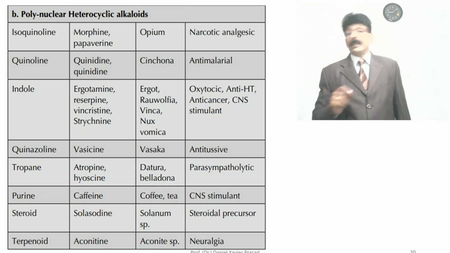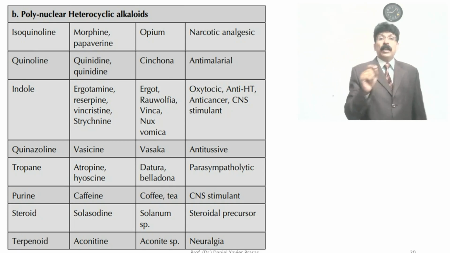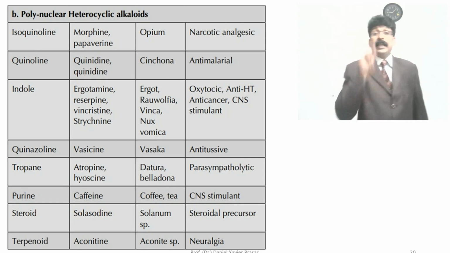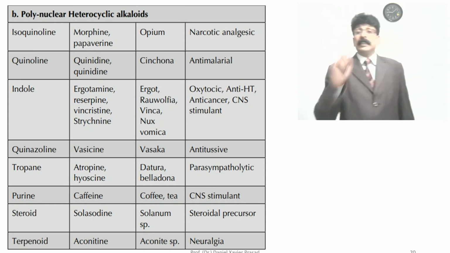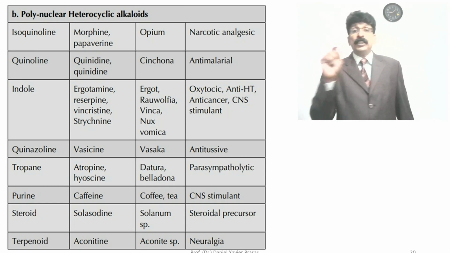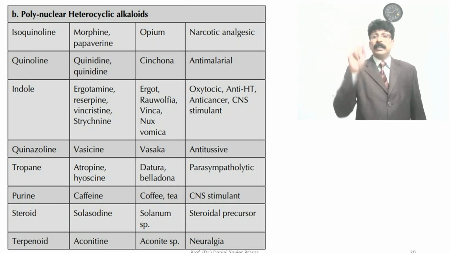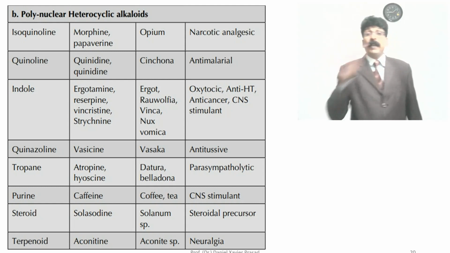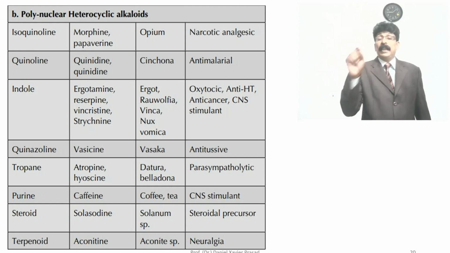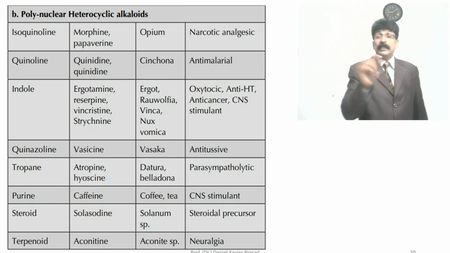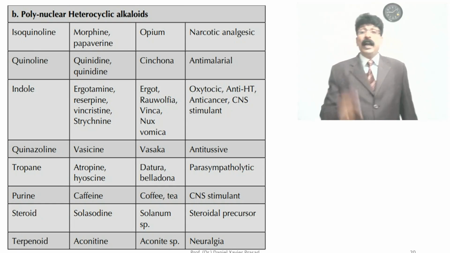anti-arrhythmic drug actually. And indole alkaloids, you can see ergotamine, reserpine, vincristine, strychnine, which you studied, like ergotamine present in ergot, reserpine present in Rauwolfia, vincristine present in Vinca, and strychnine present in nux vomica. So all these things you have to have as examples. What is the use of ergot? Oxytocic effect, and reserpine is an anti-hypertensive drug. Anti-cancer drugs are vincristine, vinblastine, and you can say CNS stimulant is strychnine.